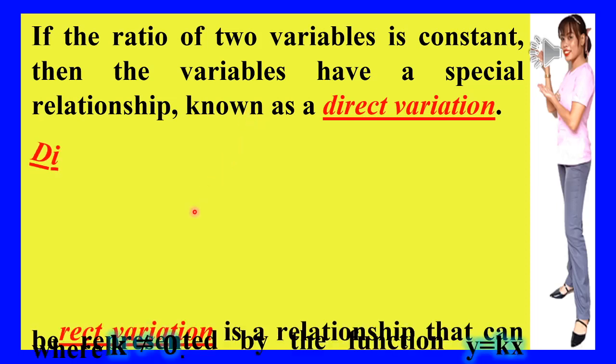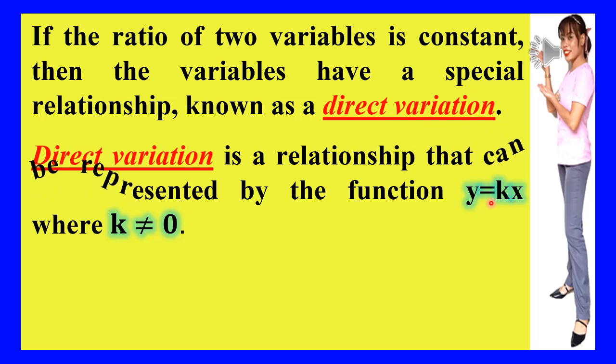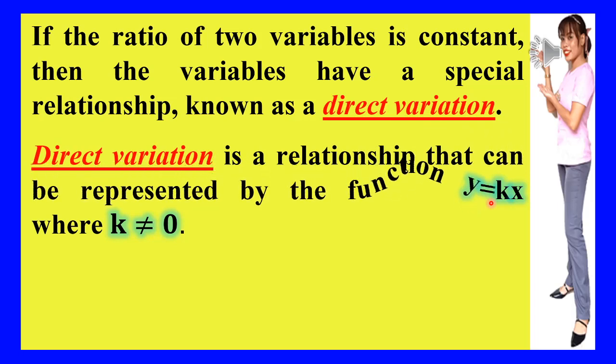Now let us continue. Direct variation is a relationship that can be represented by the function y equals kx, where k is not equal to 0. Take note, direct variation should be in the form of y is equal to kx, and our k should not be equal to 0, because the moment that our k is equal to 0, you would have y is equal to 0. And there would be only one variable involved, and that is y.